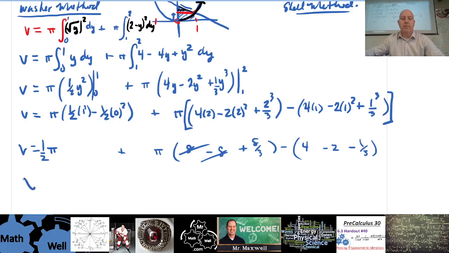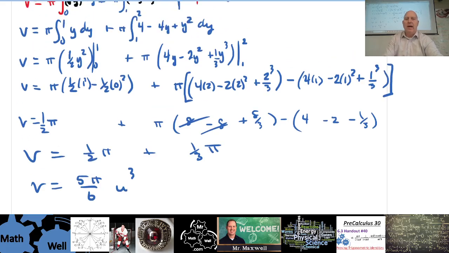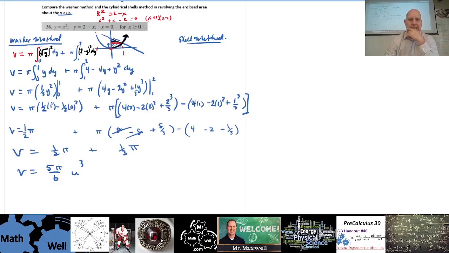So the volume is 1/2 pi plus 1/3 pi, right? When you figure all that, we have the volume is 5 pi over 6 units cubed. All right, that's the washer method, and you can see how we might have a need for something that's a little simpler than that. And that's where the shell method comes in. So we'll put that aside here now. We'll remember what this answer is.